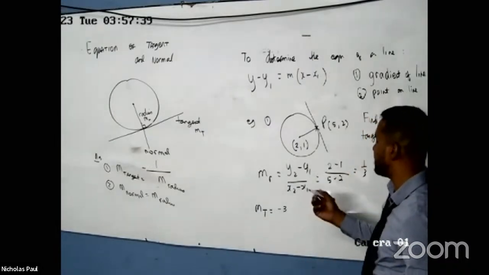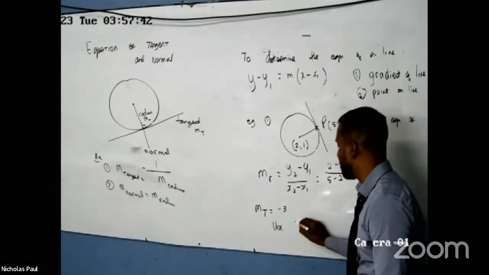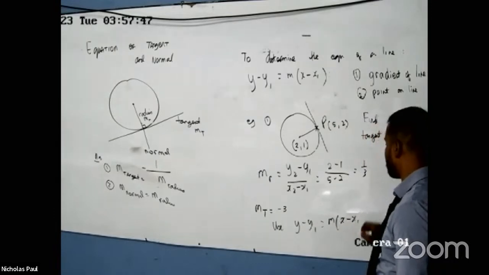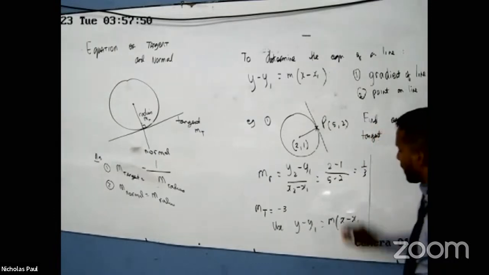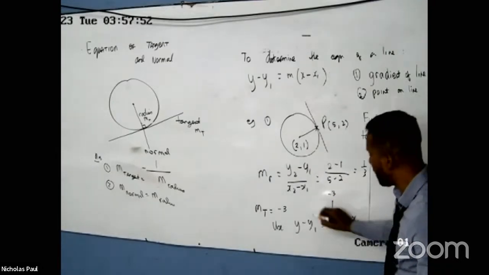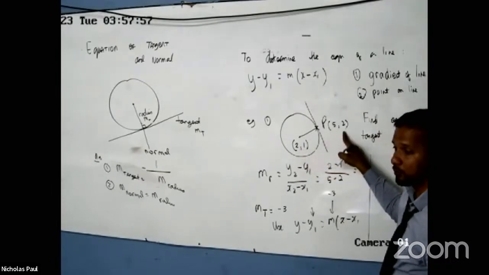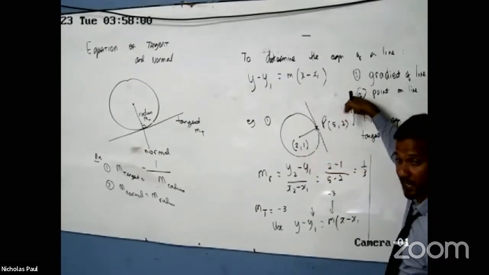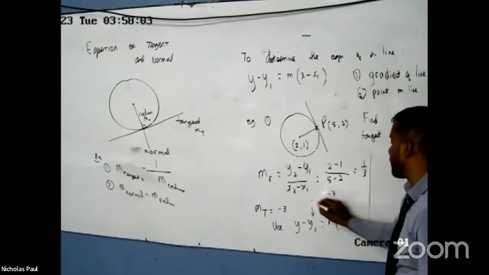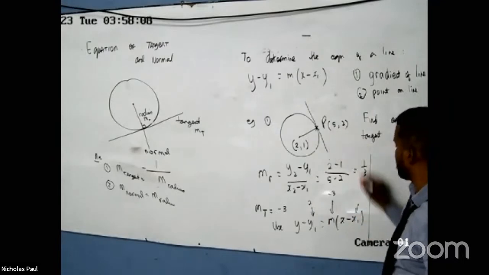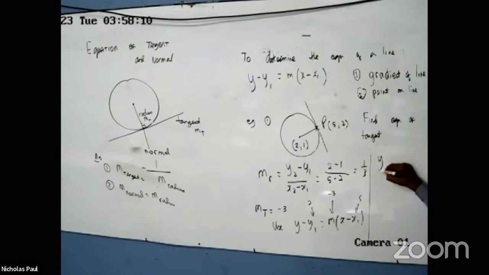Nice. Once you have the gradient of the tangent, then we're going to use y minus y1 is equal to m by x minus x1. Please remember the gradient is minus 3. Y1 is what? 2, 1 or 5, 2? Here, this is the x1, y1, right? So your y1 is 2 and your x1 is 5. So you're going to get y minus 2 is equal to minus 3 by x minus 5.